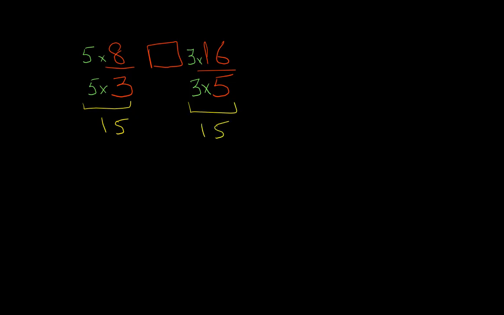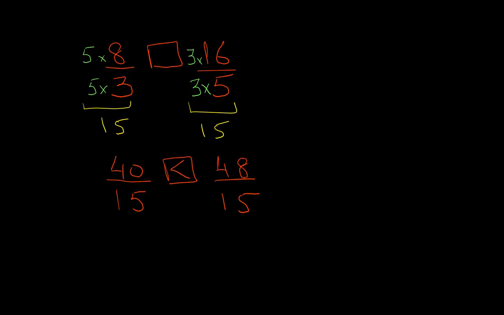So now what we can say is that now we have 40, because 5 eighths are 40, 5 threes are 15. So we're comparing 40 over 15 to 3 sixteens are 48, 48 over 15. So clearly, 40 over 15 is less than 48 over 15.